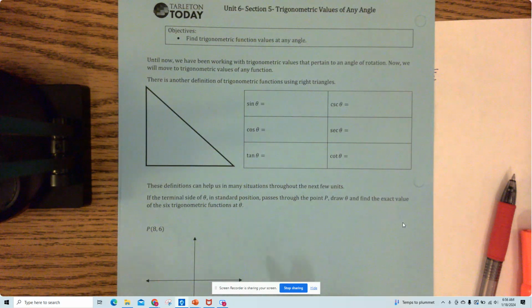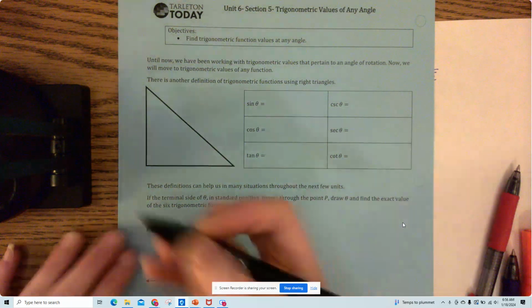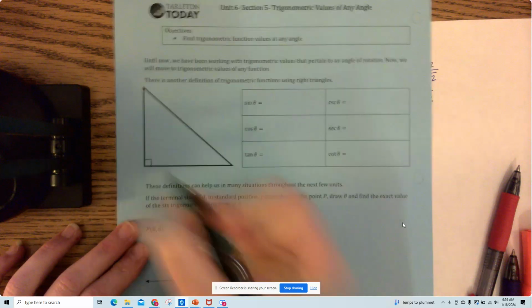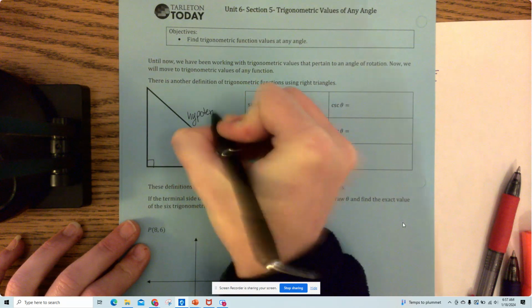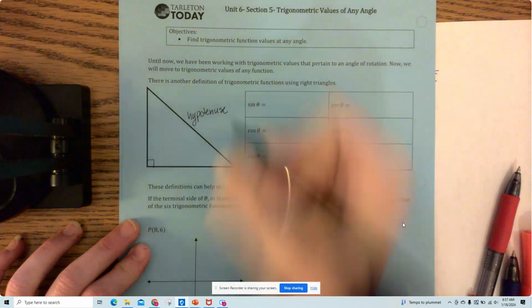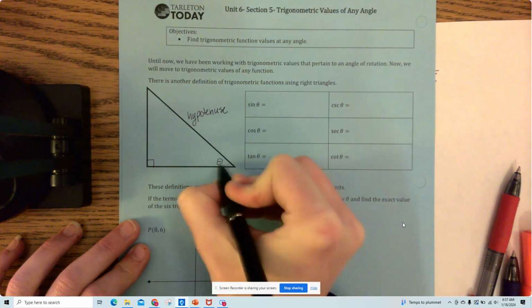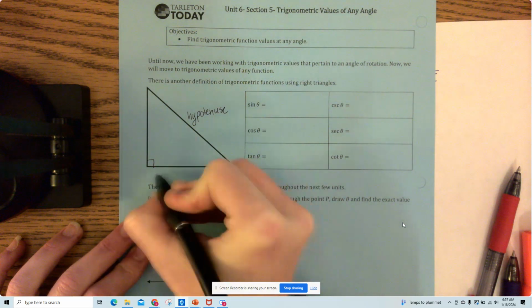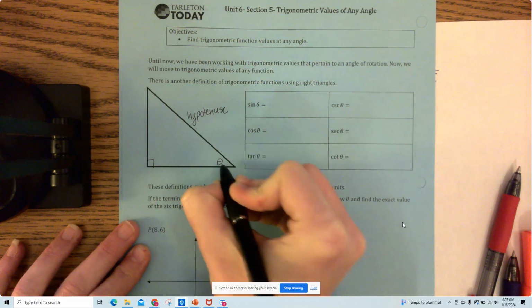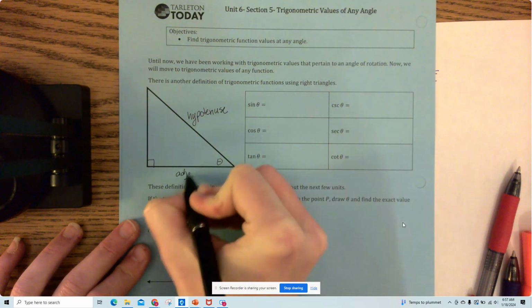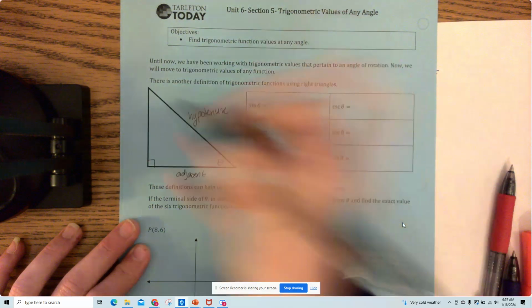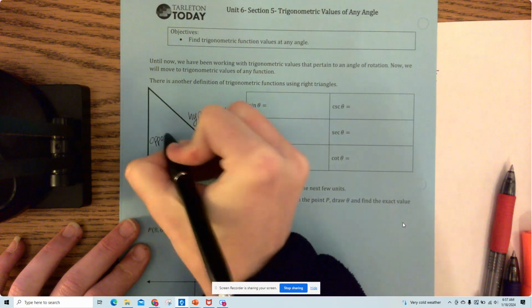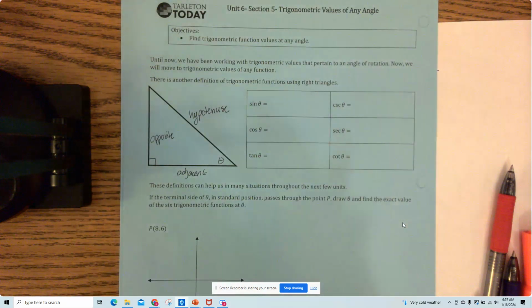There's another definition of trigonometric functions using right triangles. In a right triangle, here's the right angle. This side is always the hypotenuse. If we're talking about this angle here, the other leg of the right triangle that touches that angle is called the adjacent side. The other side that does not touch that angle is called the opposite side. And we can use these lengths to find these trigonometric ratios.